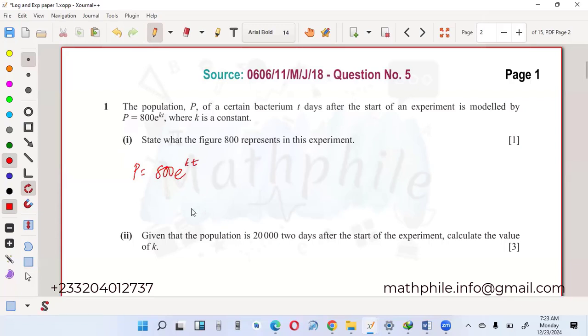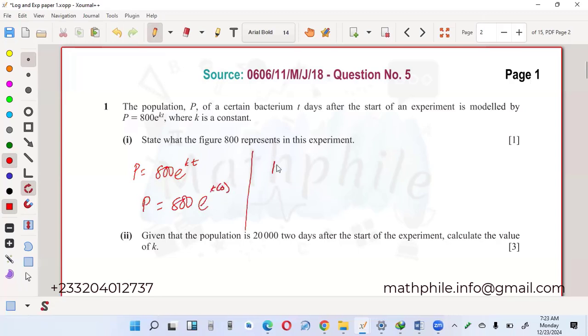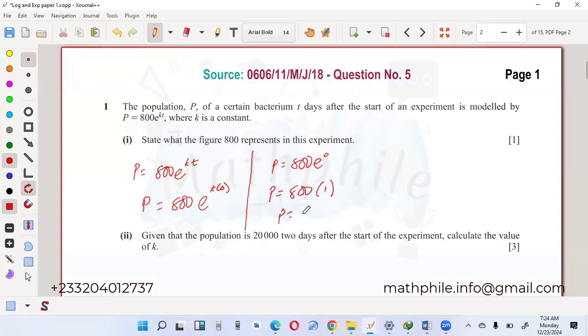Let's see what happens when t is equal to 0. So this gives you P equal to 800 e raised to the power k times 0, which is the same as me saying that P is equal to 800 e raised to the power 0, because any number times 0 is 0. Then e raised to the power 0, any number apart from 0 raised to the power 0 is equal to 1. So P is equal to 800 times 1, and P is equal to 800.